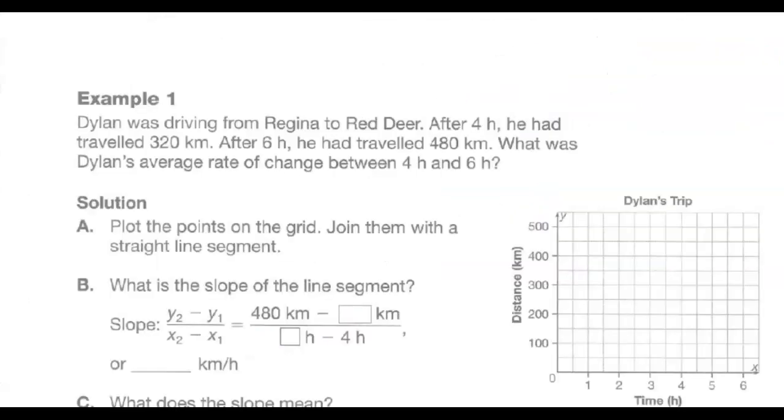Okay. Next page, example 1. Dylan was driving from Regina to Red Deer. After 4 hours, he had traveled 320 kilometers. After 6 hours, he had traveled 480. What was Dylan's average rate of change between those two time periods? So plot the points on the grid, join them with a line segment. So 4 hours, 320 kilometers. Okay, so 300 is here. Every grid is 50. So 320 would be about here. After 6 hours, 480. So it would be about there.